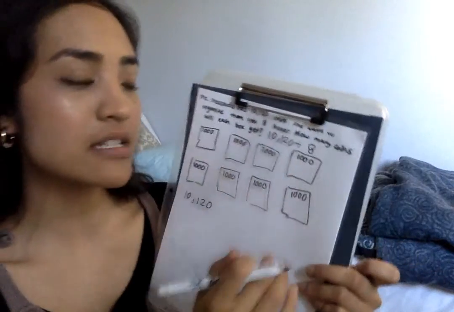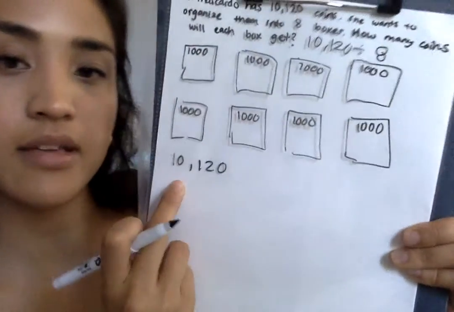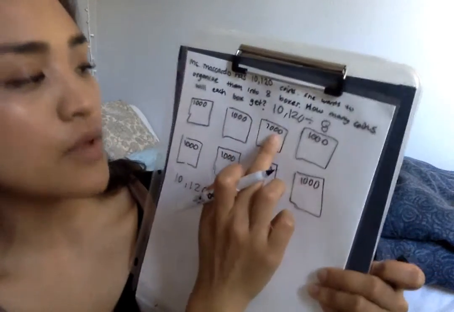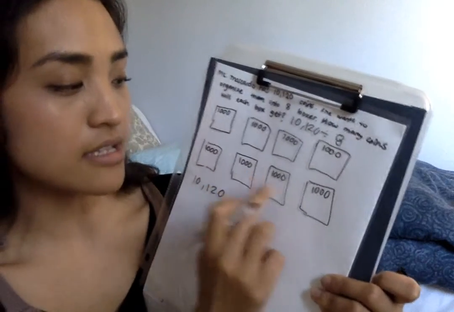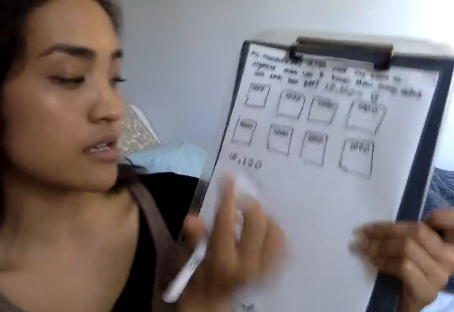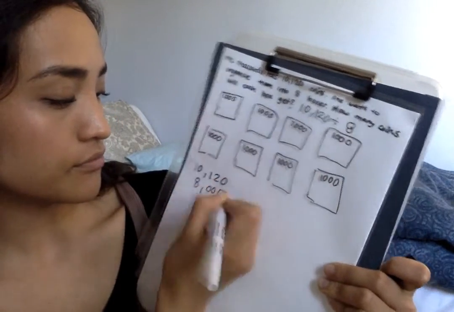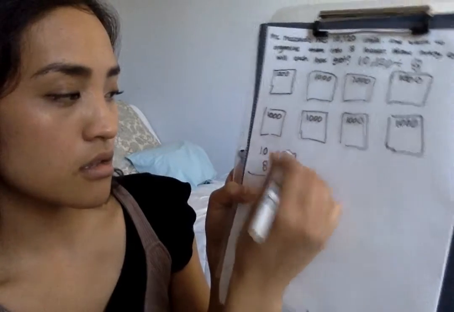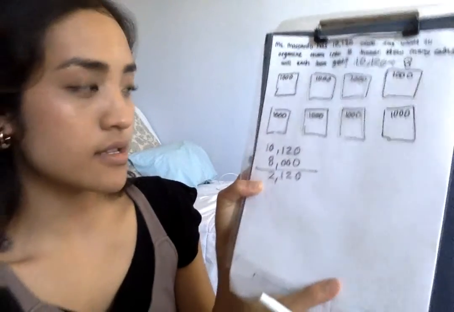Alrighty, so I dropped 1,000 into each box. Well, how many do I now need to subtract from this? Let's count. 1,000, 2,000, 3,000, 4,000, 5,000, 6,000, 7,000, 8,000. So I'm going to subtract my 8,000. Alrighty. 2, 1, and 2. Awesome.